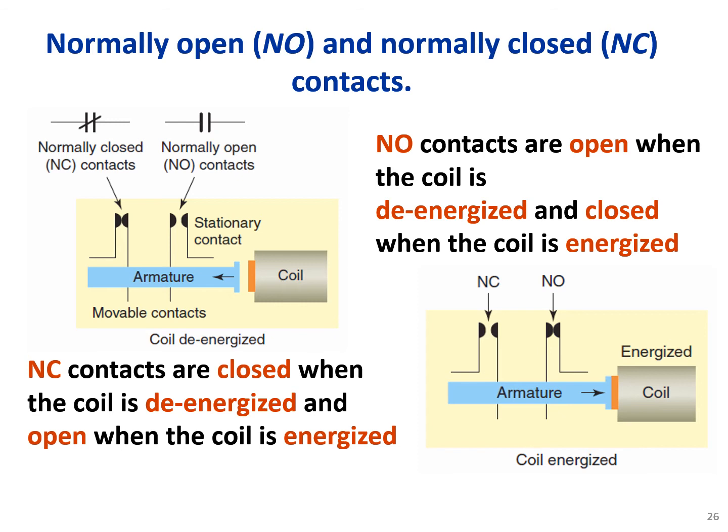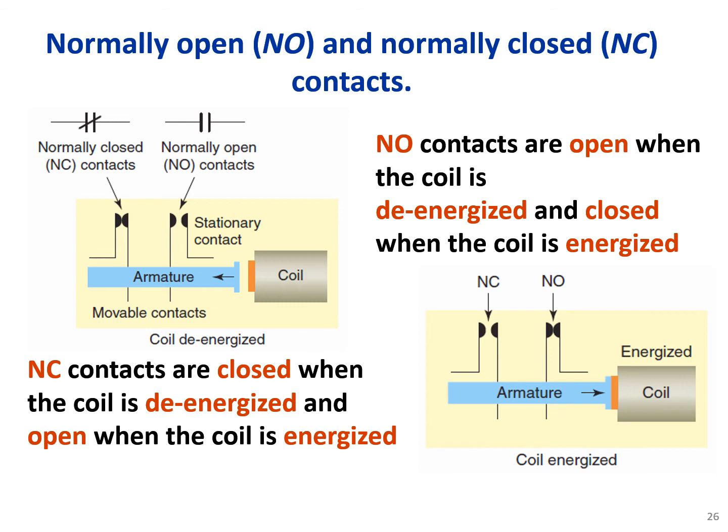We could have two types of contacts. One is normally open. Normally open means that when the coil is de-energized, the switch is open. So this is the normal condition of the switch. And the normally closed one is closed when the coil is de-energized. And when we energize, of course, the status of these switches will change.